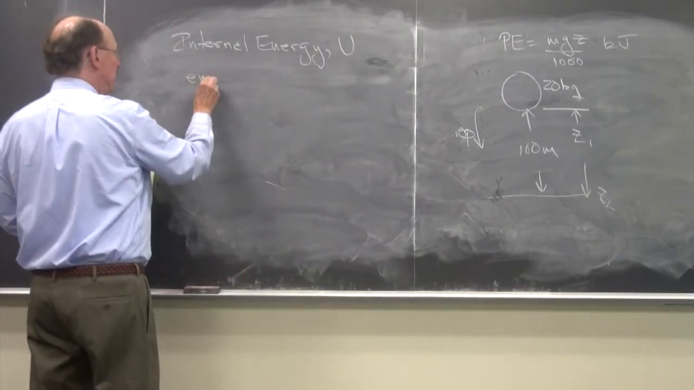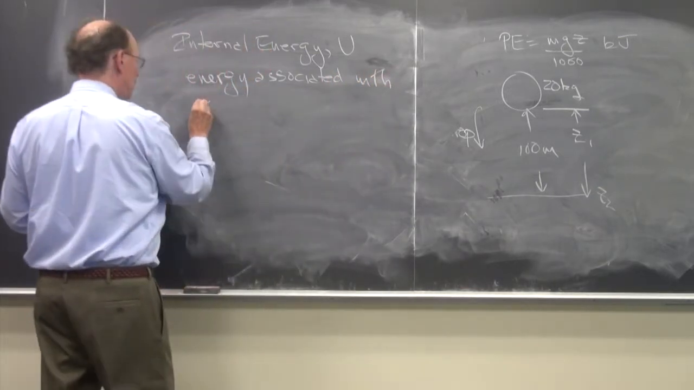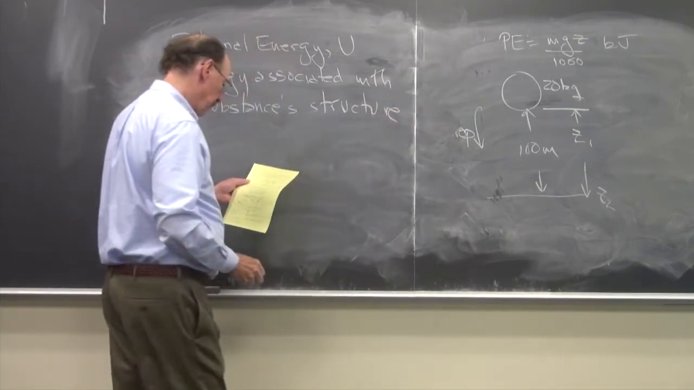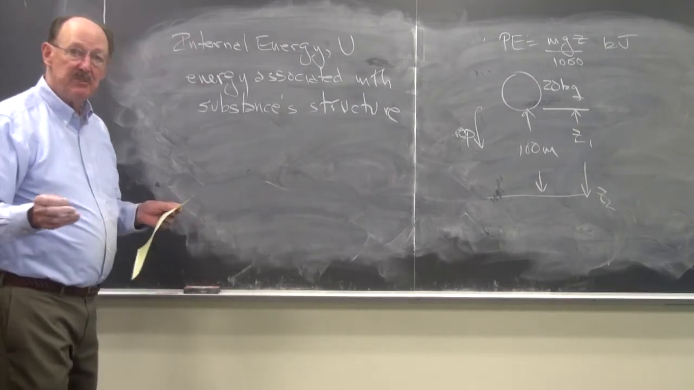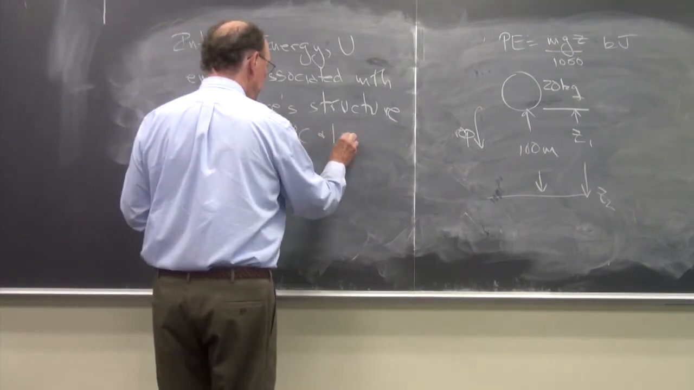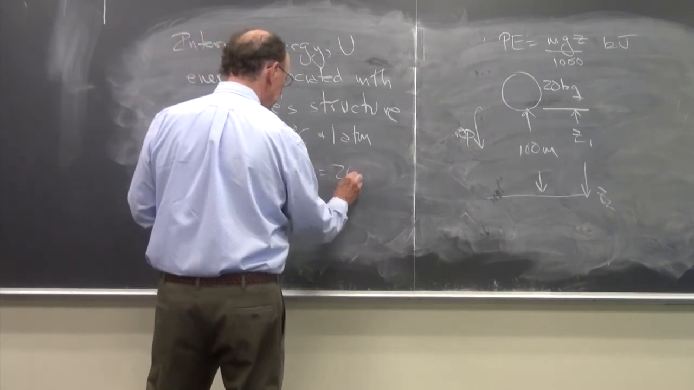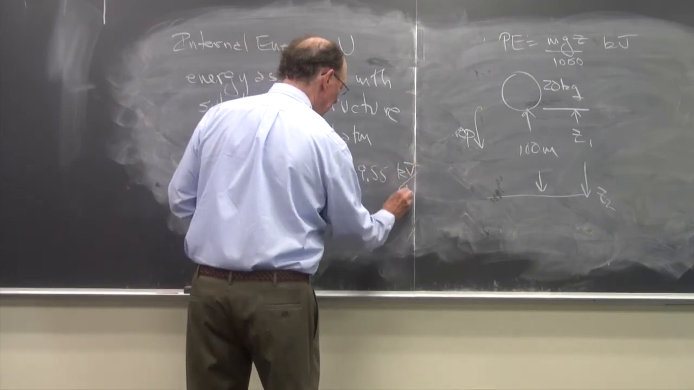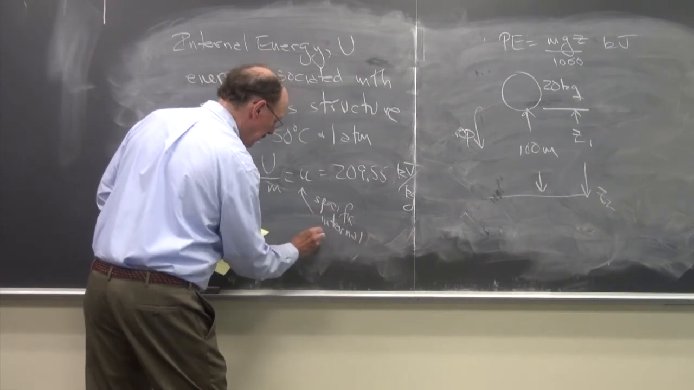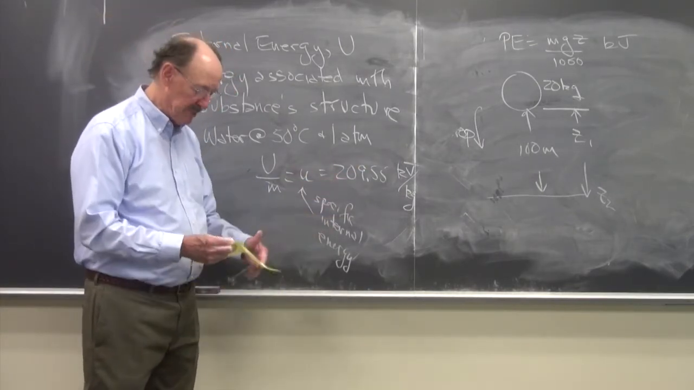So U is the energy associated with the substance's structure. So for instance, water at 50 degrees C and 1 atmosphere, large U over M, or little u, is equal to 209.55 kilojoules per kilogram. So this is the specific internal energy. And so in chapter 4, we'll get into how we evaluate this for water and other pure substances, but right now we have that.